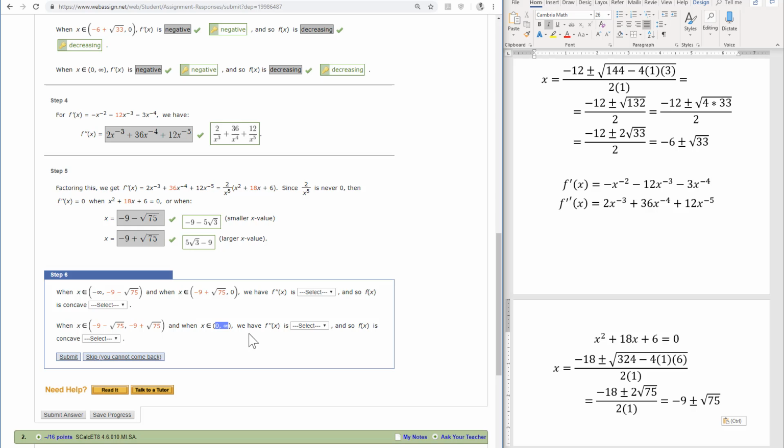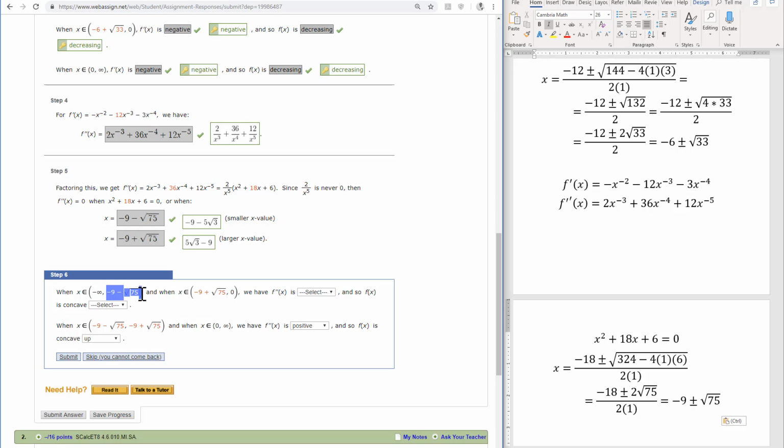So let's do this one first, because it looks like it's going to be 0 to infinity, so that just means it's positive. So we're looking at the second derivative and putting a positive number in there. 2 divided by x to the 5th would be positive, and then this whole thing, since they're all positive, will still be positive. So I think it's pretty clear that this is going to be positive, which means it's going to be concave up.